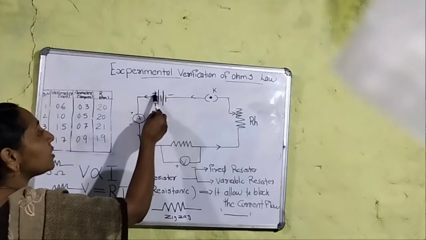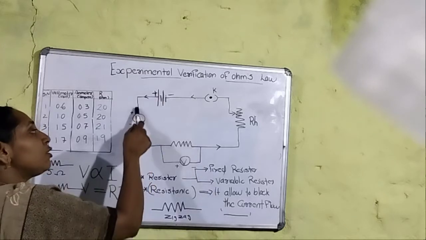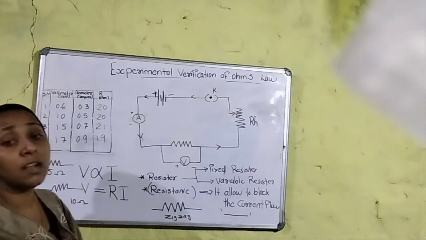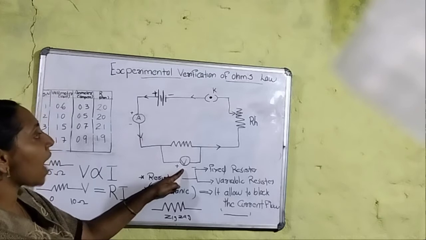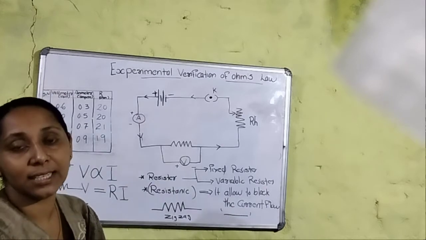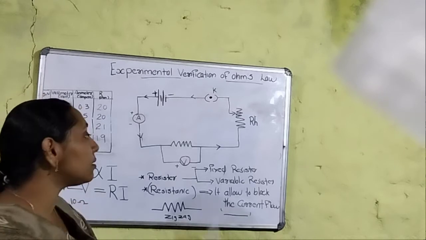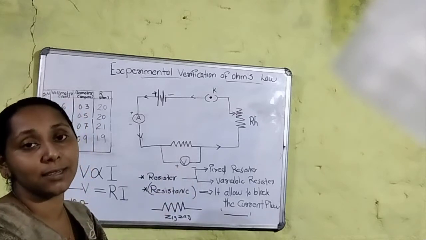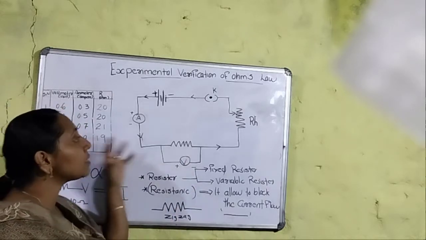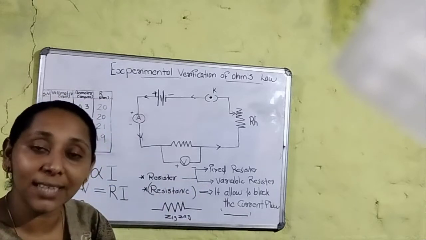This positive is connected to an ammeter. You can see here the positive of the cell is connected to the positive side of the ammeter, and the negative of the ammeter is connected to the positive of the voltmeter. The ammeter is connected in series in the circuit. But the voltmeter is connected across the load, across the resistor. That means the connection is in a parallel way. So the ammeter is always connected in the circuit in series form, and the voltmeter is always connected in parallel.